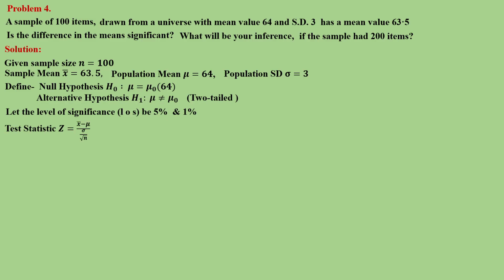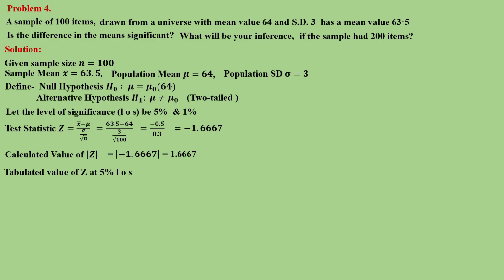So first, the test statistic z is equal to x bar minus mu by sigma by root n. Substituting the values, 63.5 minus 64 by 3 by root of 100, you will get minus 1.6667. So the calculated value is modulus z, which is 1.6667. Now the tabulated value at 5% level is 1.96, and for 1% level, 2.58.